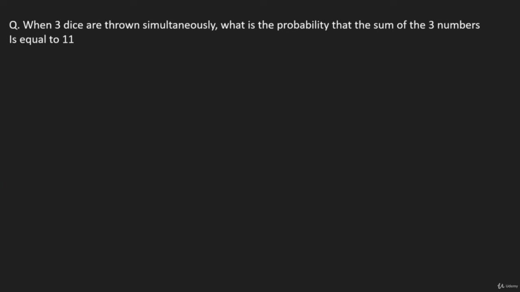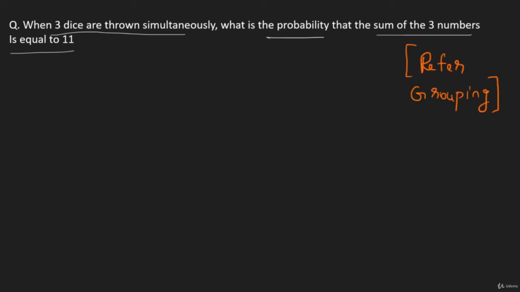Let's do this question. When 3 dice are thrown simultaneously, what is the probability that the sum of the 3 numbers is equal to 11? Alright, pause the video, give it a try, and then let's do it together. Alright, we are back. For this, you can refer the section on grouping in permutation and combination.